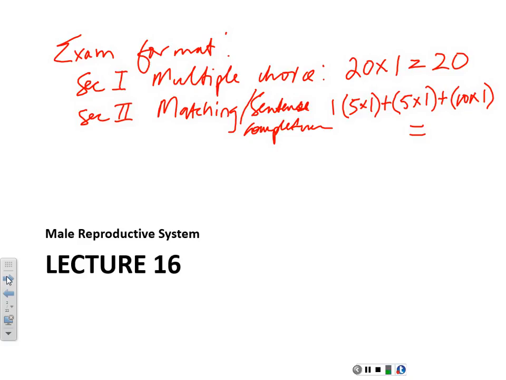Now this one will be the actual matching, where I'll give you a scenario, whether it be a sequence of events, whether it be the anatomy of the female or the male reproductive system, and you track, say, gametes and things like that, from the site of production to wherever I lead you. And you have to pick the correct structures or organs in their correct order. So that's 20 points.